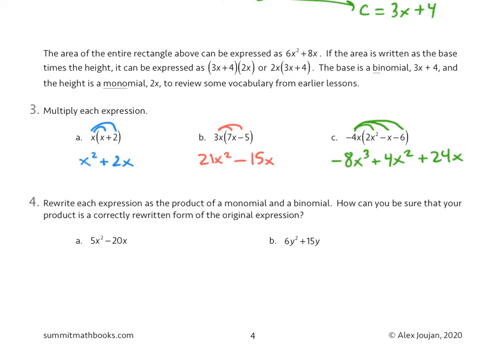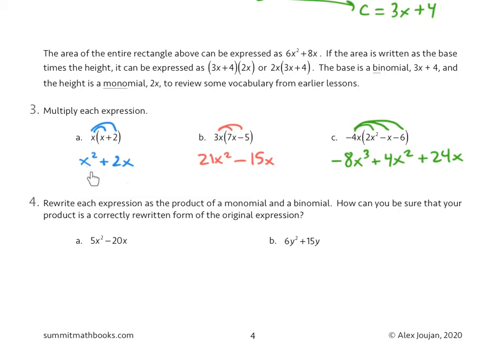Number 4. Rewrite each expression as the product of a monomial and a binomial. How can you be sure that your product is a correctly rewritten form of the original expression? In this scenario, I am asking you to do what you did in scenario number 3, but in reverse. In scenario number 3, part A, for example, you distributed the x to this expression in parentheses, and you got the result shown here.